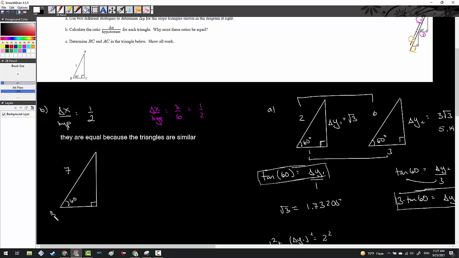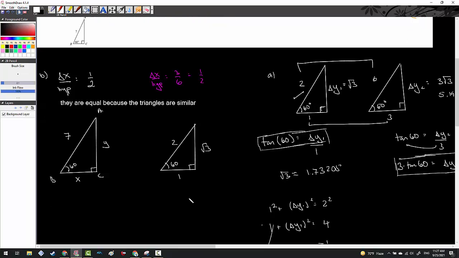And with BC, I'll call it X. With AC, I'll call it Y. Now I'm going to compare it to the triangle that's most reduced, which is my 1, 2, and rad 3, or 1, rad 3, 2 triangle here. So that's 60 here, the 1, rad 3, and the 2. Again, it's this triangle that I'm referencing. And I'll just use similar triangles on this.